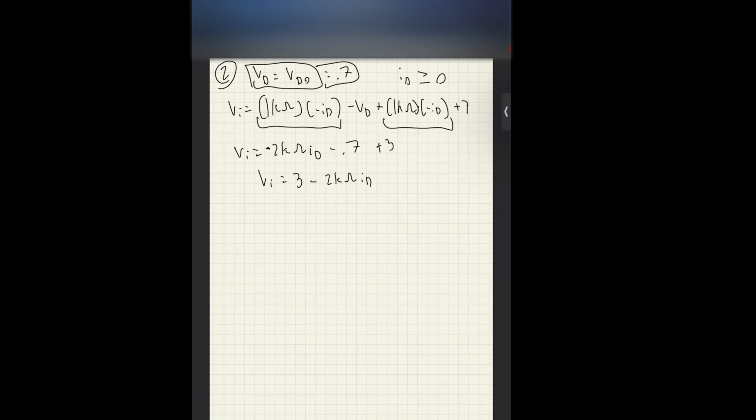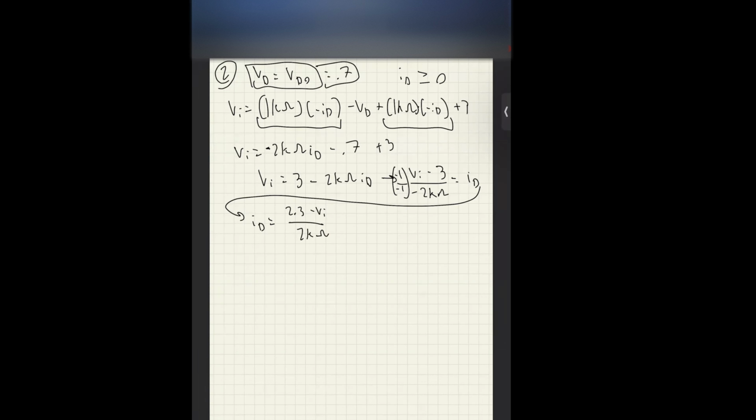Okay, so now that we have this relationship, why don't we try to isolate ID? By doing that, we can subtract 3. So we'll do VI minus 3 divided by negative 2K ohms equals ID. Now, if we change the signs, we get ID equals 2.3 minus VI over 2K ohms.